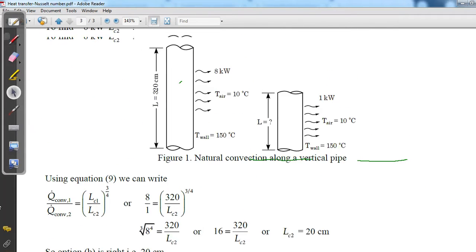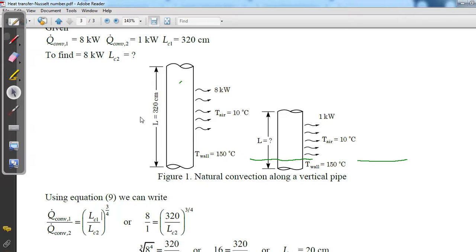So this is the diagram. First, it is saying that the length of the pipe is 320 centimeter. Some hot fluid will be flowing in the pipe. Because of that, the temperature of the surface will rise to around 150 degree centigrade, and the outside temperature is 10 degree centigrade. So definitely heat will flow from high temperature to low temperature at a rate of 8 kilowatt.